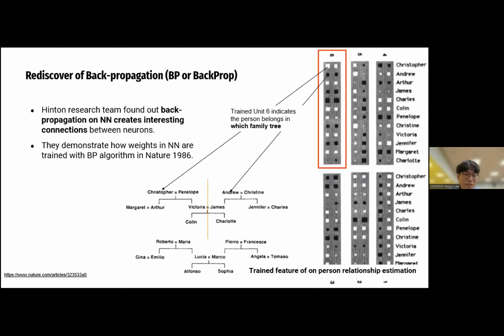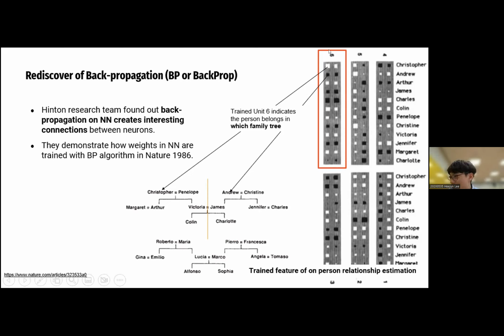We will see much more interesting ideas and products because of this. Hinton, a very famous professor and researcher in the AI field, found that backpropagation on a neural network creates interesting connections between neurons, which is connectionism, which means he showed the possibility of connectionism in neural networks. They demonstrated how weights in a neural network are trained with backpropagation in a Nature paper in 1986.